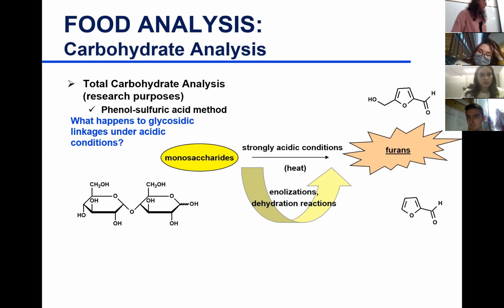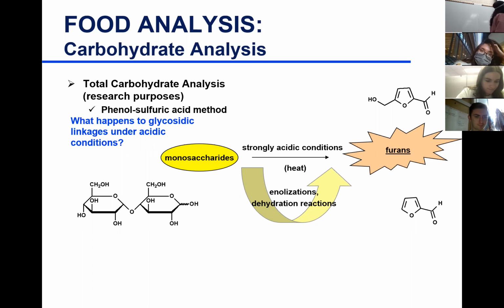Okay, so the principle of this method is, we call it the phenol sulfuric acid method because it involves a concentrated sulfuric acid and a phenol compound. The phenol we use is toxic and the sulfuric acid is concentrated. So this is usually a dangerous lab because you're working with not very safe reagents. But you're not going to do it this year. Anyway, you're going to observe it.